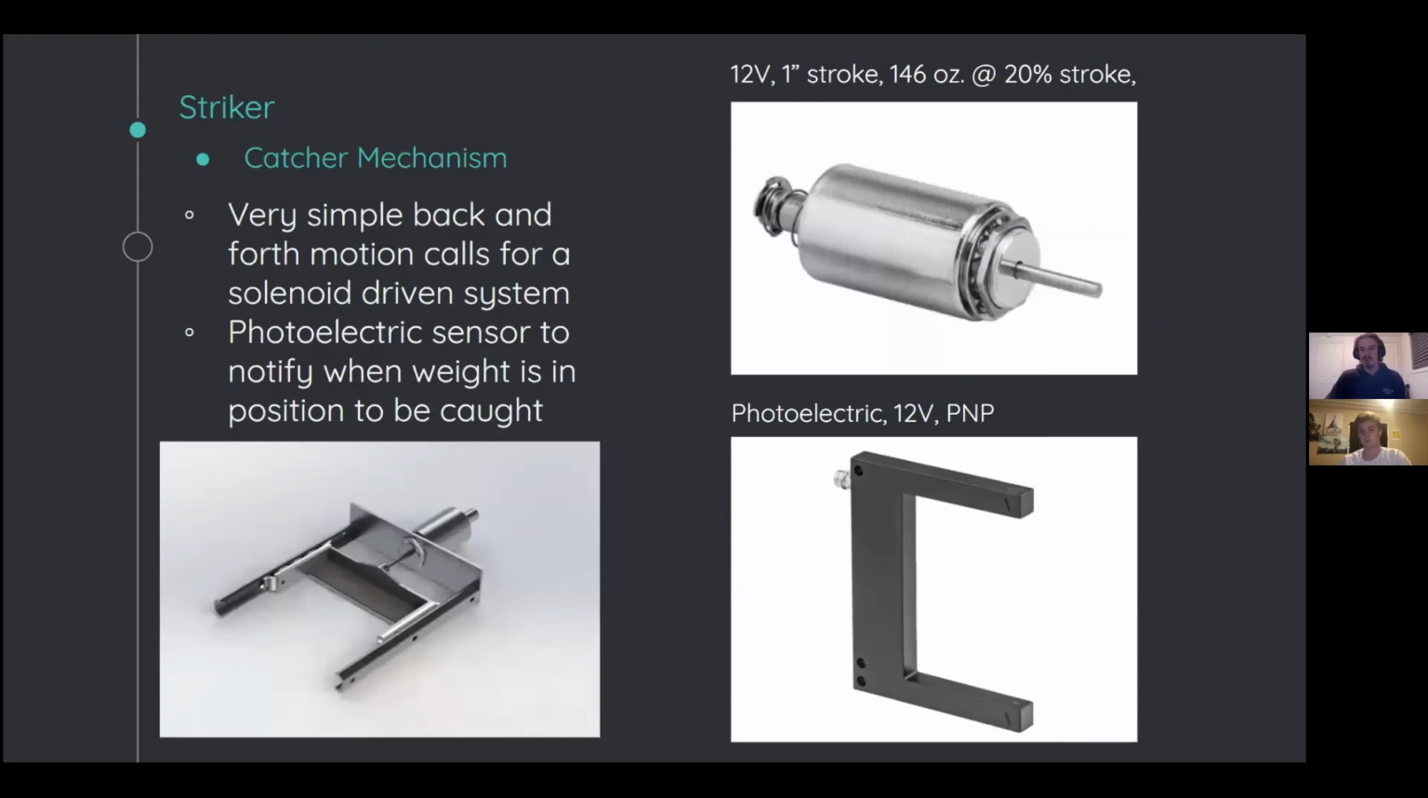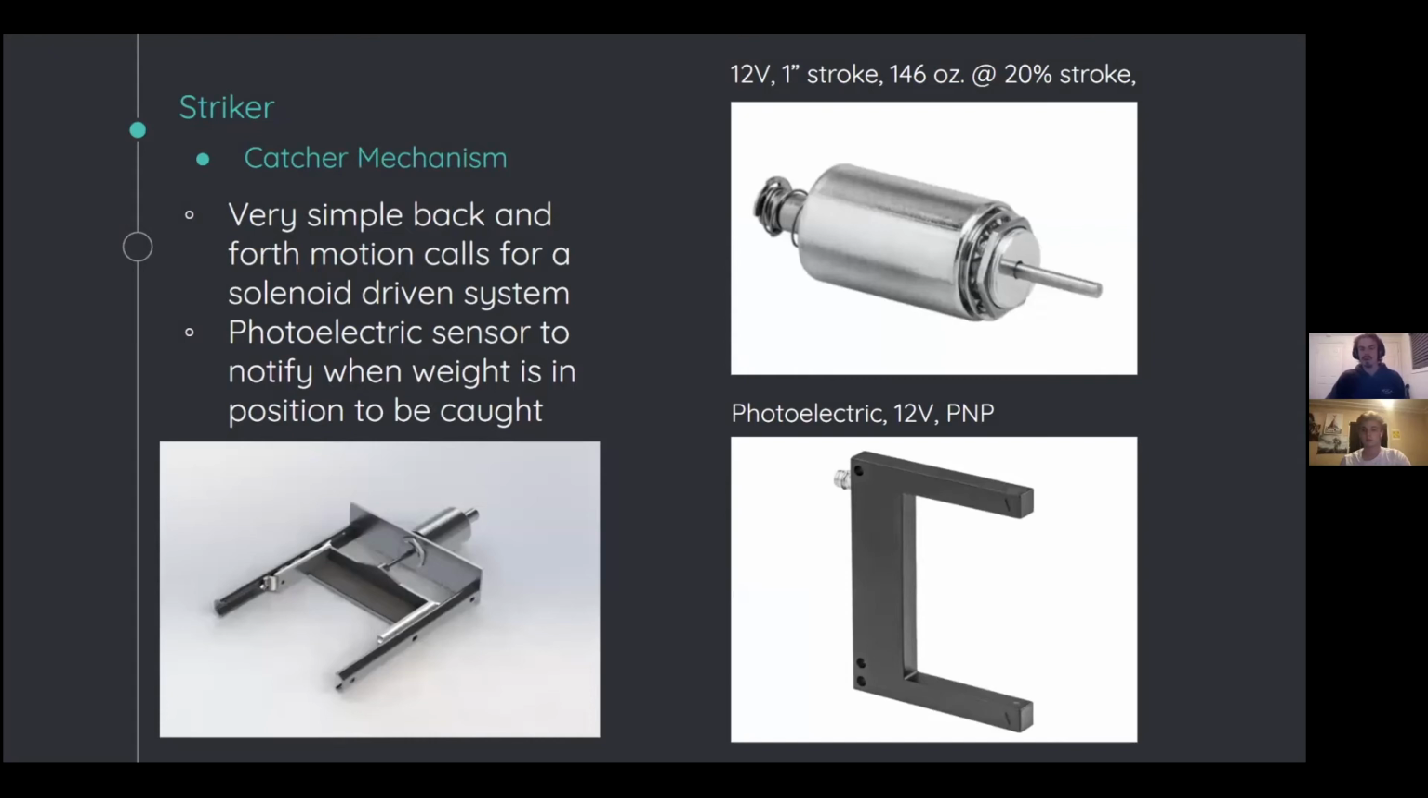In order to avoid a second contact between the bottom of our weight and the floor, we needed to incorporate a catching mechanism. And we wanted to make this mechanism as simple as possible. And so what we found was that using a linear pull solenoid was the best way to do this. We essentially have our catching plate moving 1 inch in order to catch the bottom of the weight, and then 1 inch back to get out of the way.